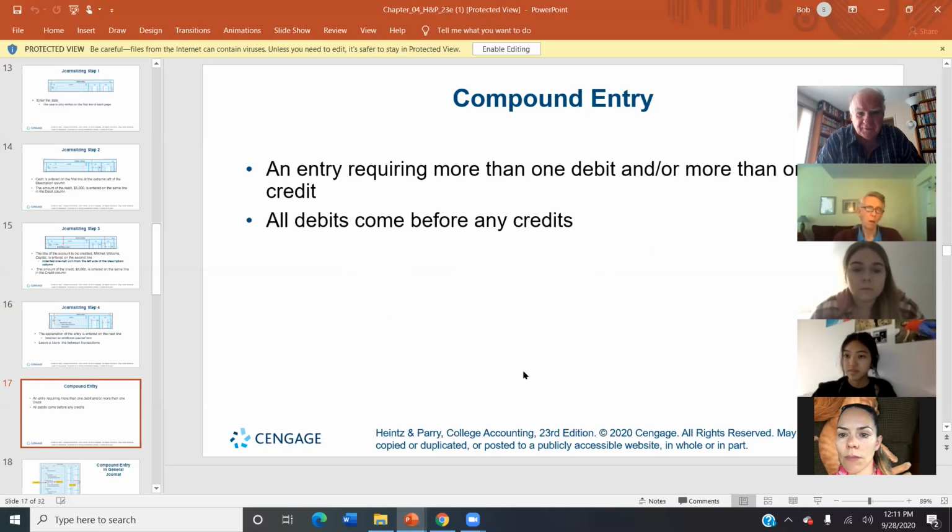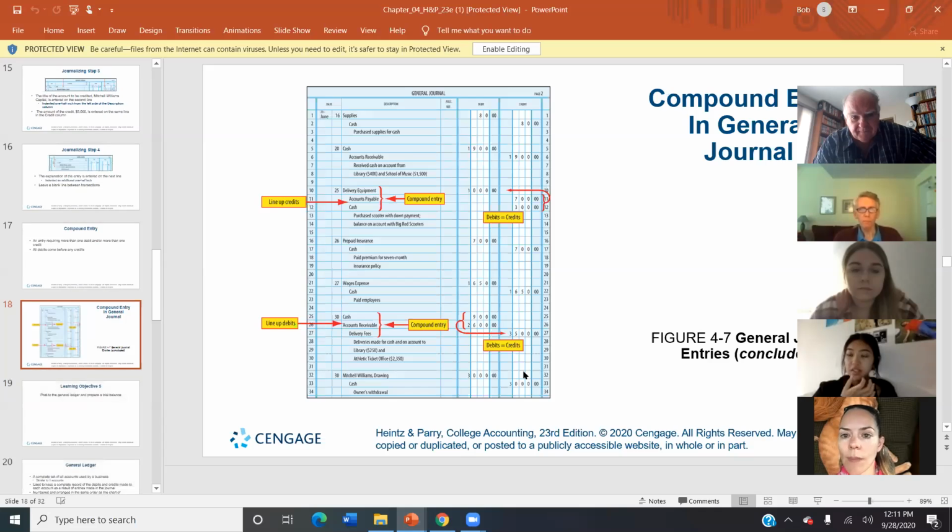Sometimes a journal entry has multiple accounts. And when possible, you put the debits before the credits. That is not a hard and fast rule, and it's impossible in some of the bigger journal entries. But it's a good rule just to get us going here, okay?